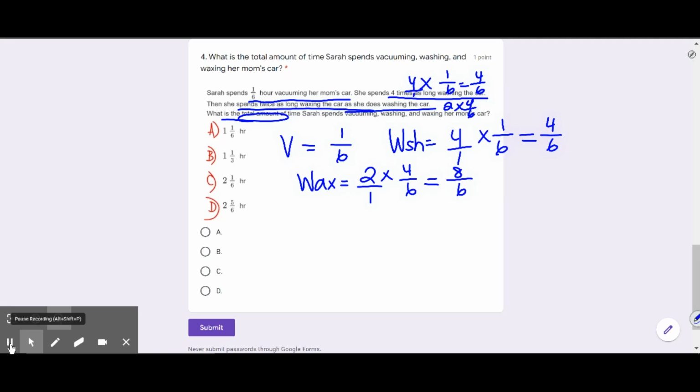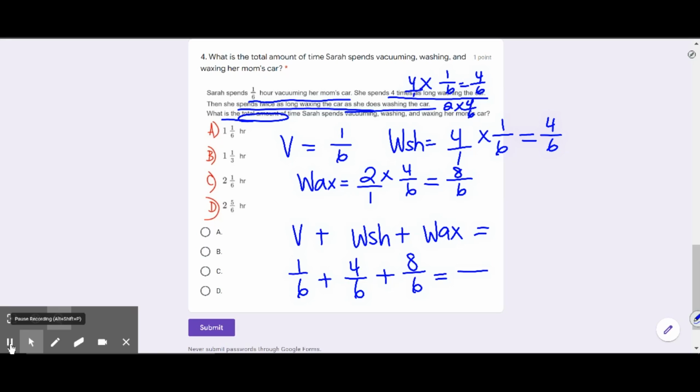And then it tells us to get the total amount. So that means we're adding all of these. So it's going to be V plus washing plus waxing. And then we got to get our answer. So 1/6 for V plus 4/6 for washing plus 8/6 for waxing. What do I get on the bottom? Because the denominator won't change when we're adding. That denominator stays at 6. What am I going to get on top? 1 plus 4 is 5. 5 plus 8 is 13.